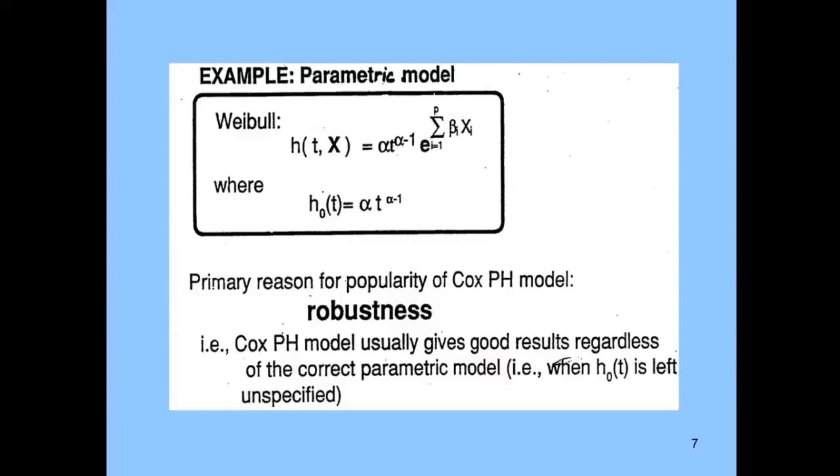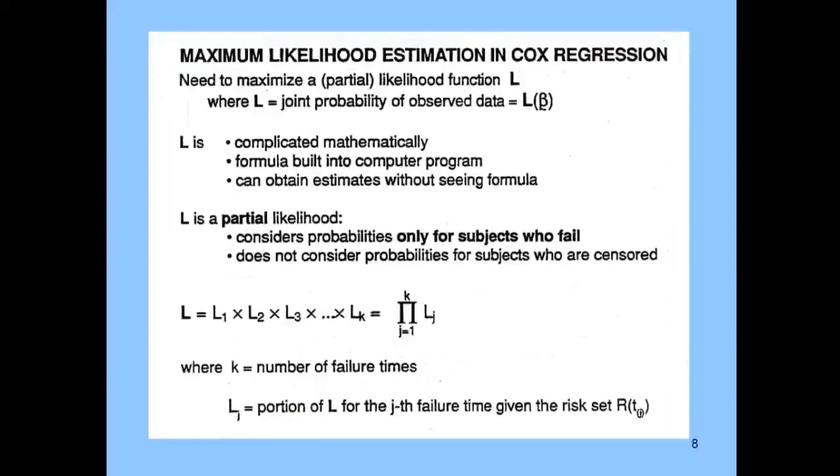But you're taking a chance, because if you choose the wrong parametric model, you could get a bad answer. If you choose the Cox proportional hazards model, you might generally get a good answer regardless of what you might choose for the baseline hazard. So that's what I want to say about robustness. That's why it's popular. How do you estimate the parameters in a Cox proportional hazards model? I've already said this. You use maximum likelihood estimation.